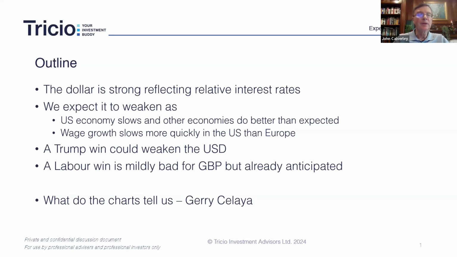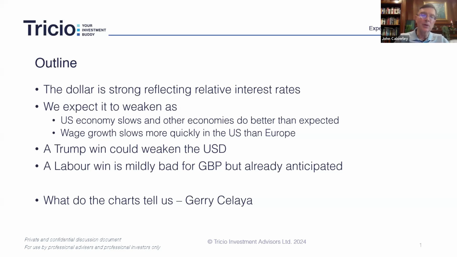Then I'm going to argue that we expect it to weaken, really for two reasons. First, because we think the US economy will be slower and other economies will do better than is currently expected by the markets. So it's a relative growth story. And also because we think wage inflation in particular will slow more quickly in the US than in Europe. And as I'll argue, wages are really key to the outlook at the moment. And that applies to the US, Europe, UK, and Japan for different reasons.